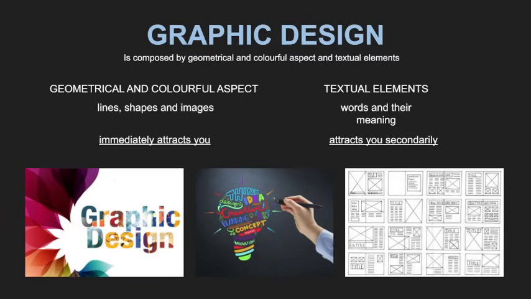Normally, a graphic work is composed by the geometrical and colorful aspect and the textual element. The first comprehends lines, shapes, and images, while the second all the words and their meaning. The geometrical and colorful aspect, unlike the textual one, is what immediately attracts you, but all these parts together must be properly balanced in order to make a good impression.